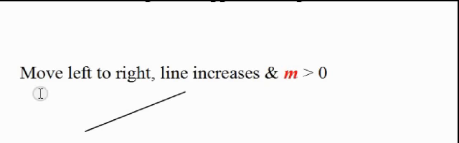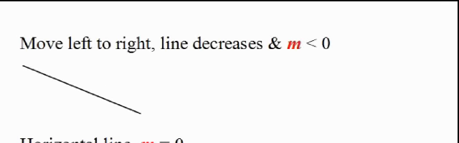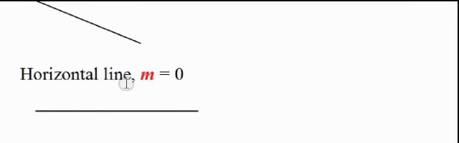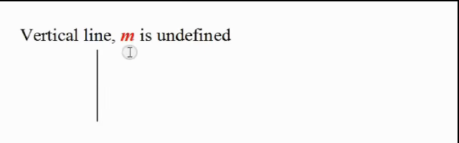Okay, as we move left to right, lines that increase have a positive slope. The steeper it is, the larger the number. As we move again left to right, if the line decreases, that means that our slope is negative. Horizontal lines have a slope that's equal to 0, and vertical lines have a slope that is undefined.